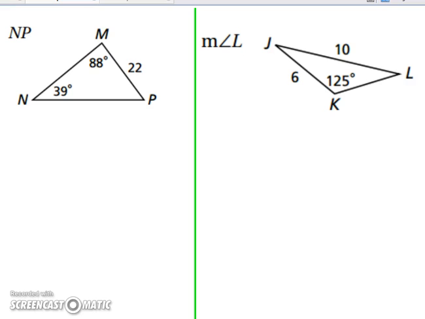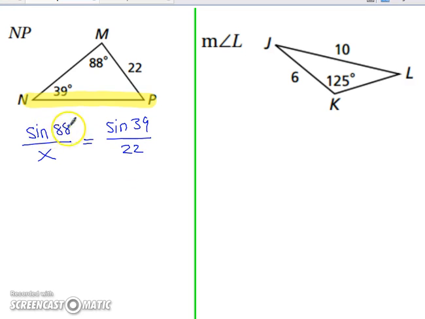Now that you've had a moment to try these next two on your own, let's see how you did. So we have 39 degrees and 22. We're looking for NP. So we can highlight our NP here. Make sure we find the correct side. So we can do the sine of 88 degrees over our unknown, which is NP, equals our sine of 39 degrees over our opposite side of 22.